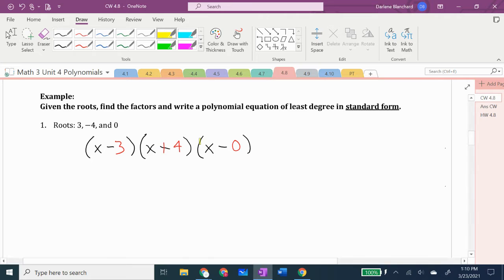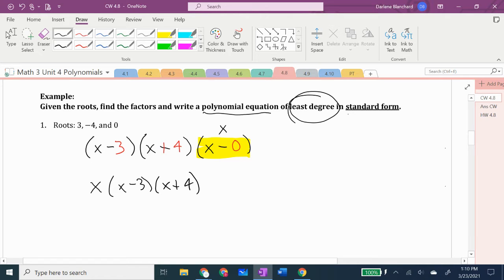Now I want to point out that we don't normally write x minus 0. We normally just write x. So when you write this out, usually you put the x in front of the whole thing. And so we are now trying to come up with a polynomial equation of least degree in standard form. Standard form means you have to have your terms separated. You need to know your leading term and all the ones down after that. So you got to multiply it out.